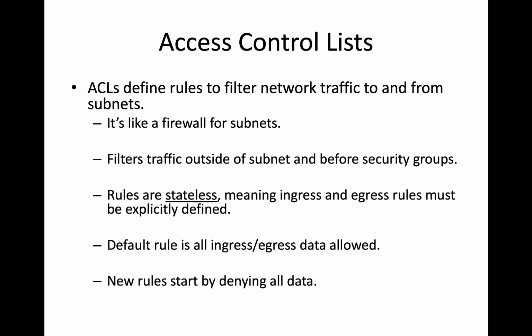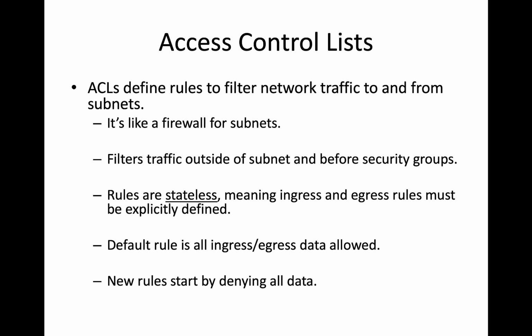Access control lists are stateless, meaning that you have to explicitly specify what network traffic is going to be allowed incoming and outgoing from a subnet. If you allow incoming traffic on port 80 in the subnet, and if you want the web server in that subnet to be able to respond to a request on port 80, then you also need to explicitly allow outgoing traffic on port 80.